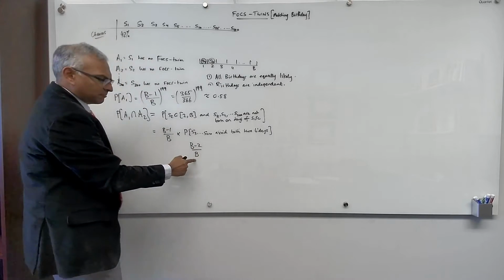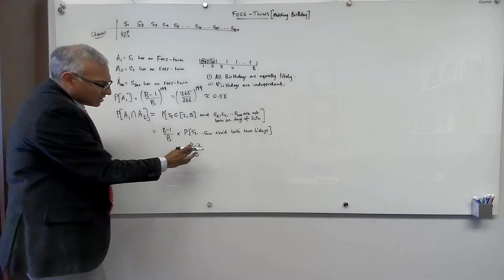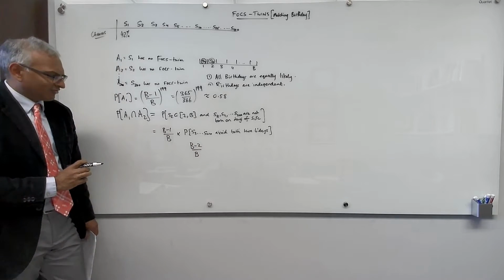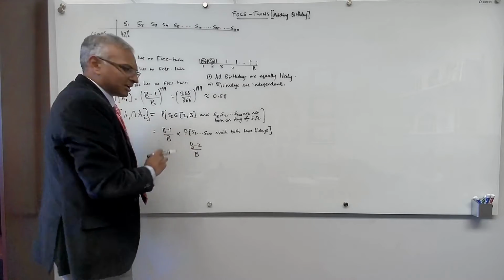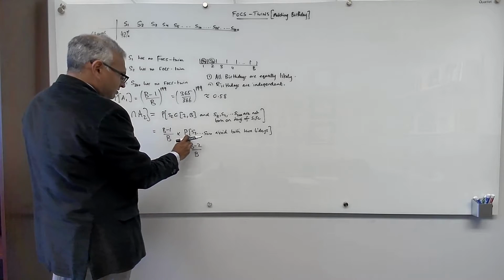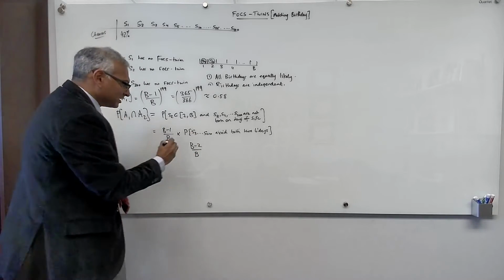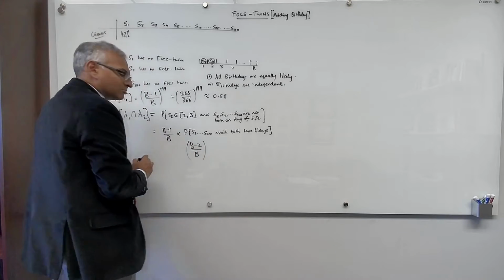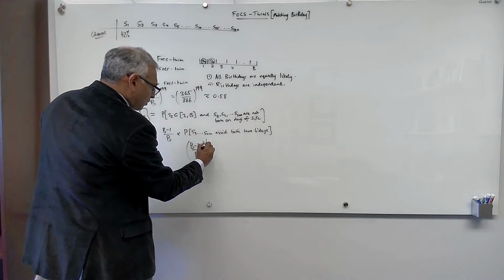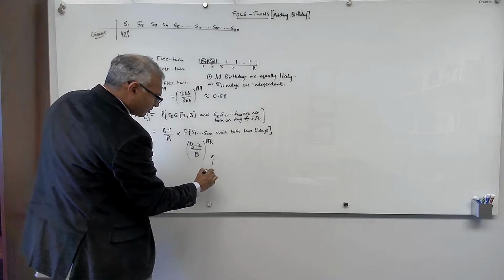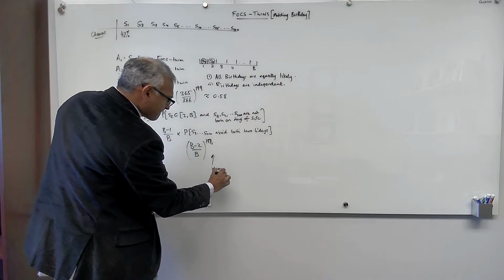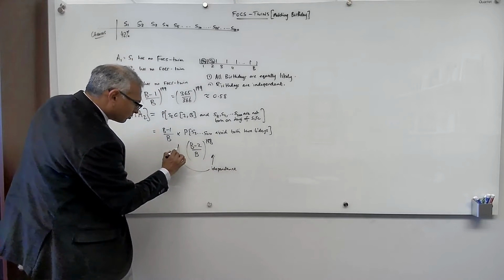So each of them will be born on those b minus 2 days with a probability b minus 2 over b, because they have b outcomes in the sample space, and the number of outcomes in the event that we are considering is b minus 2. And since there are 198 of these students, we have to multiply 198 of these by independence. So this is going to be this raised to the power 198, and that's from independence.